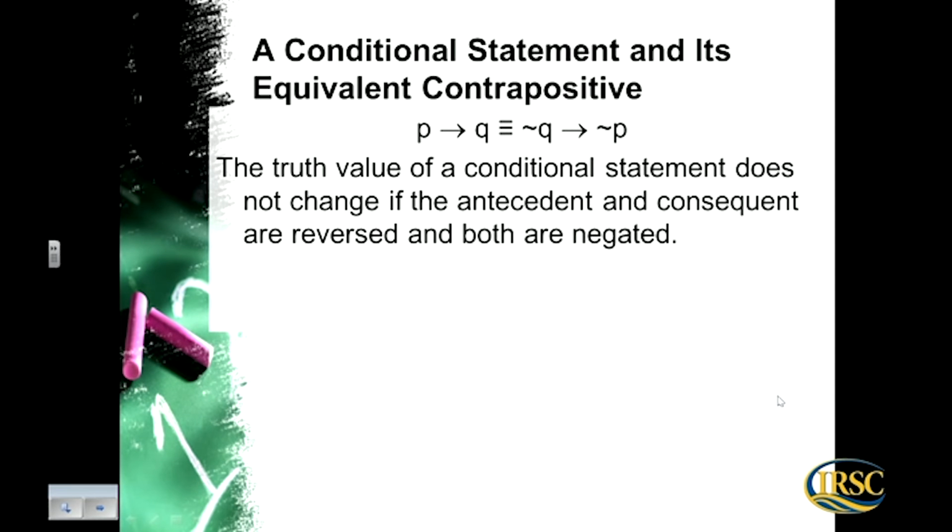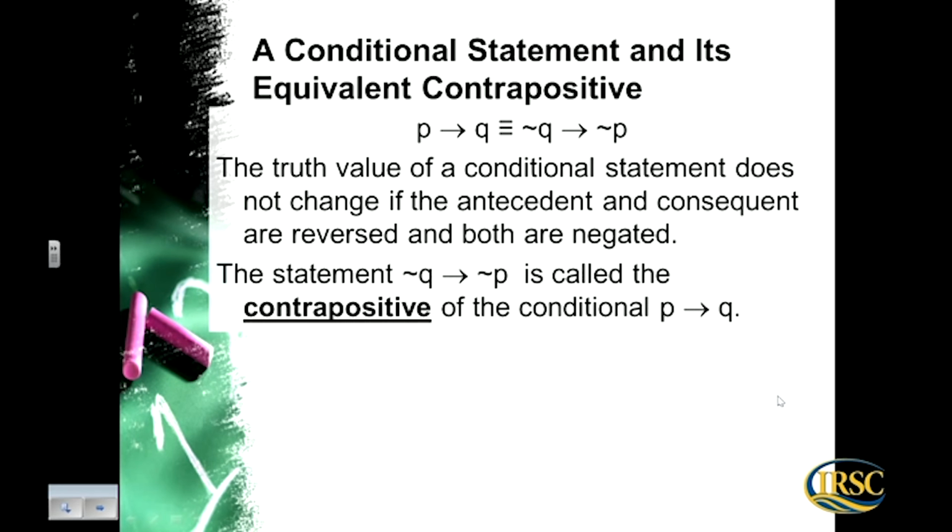We already talked about this one, and this sentence is not on this handout because you already wrote this on the previous handout, so you don't have to write this down again. The truth value of a conditional statement does not change if the antecedent and the consequent are reversed and both negated. Our example that we used last time was if I live in Port St. Lucie, then I live in Florida. And if I don't live in Port St. Lucie, then I don't live in Florida.